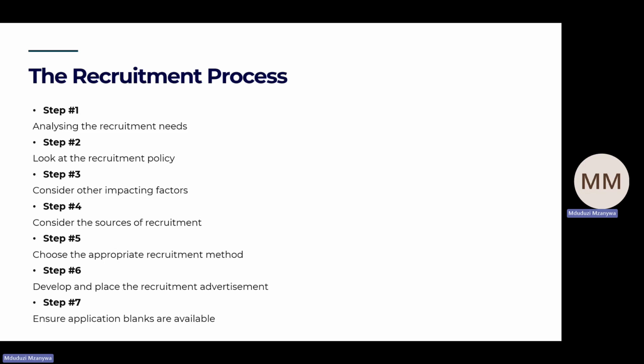For example, if you're looking for someone who's at an entry level, then such a person would be found, for example, from colleges or universities, while someone who's more skilled and more professional would be found from other organizations. So the method will fit the source and also will fit the type of job that is there. And then once you do that, you place the ad.